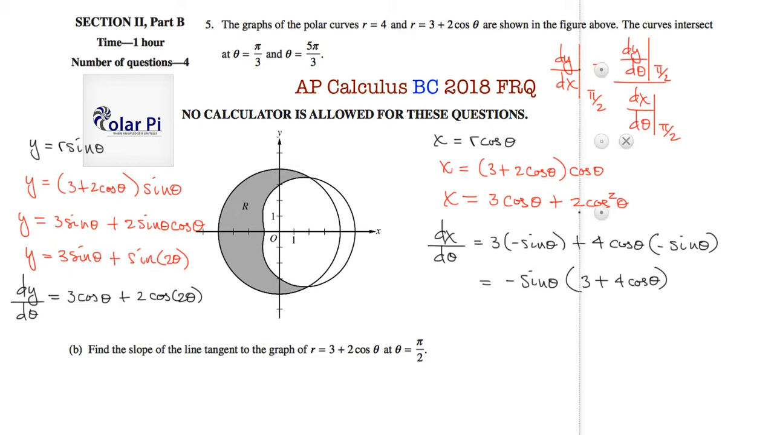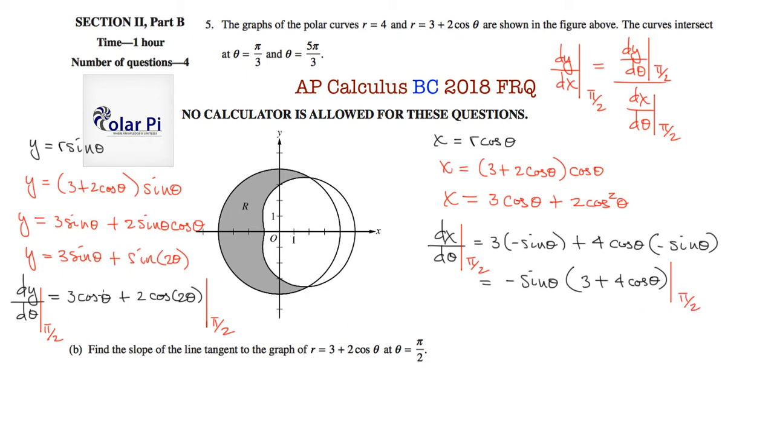Okay, cool. And now, finally, we need to evaluate dy d theta at pi over 2 and do the same with dx d theta. So evaluate at pi over 2 here and evaluate at pi over 2 here. And of course that means that we evaluate the right hand side of both at pi over 2. So there and then there.